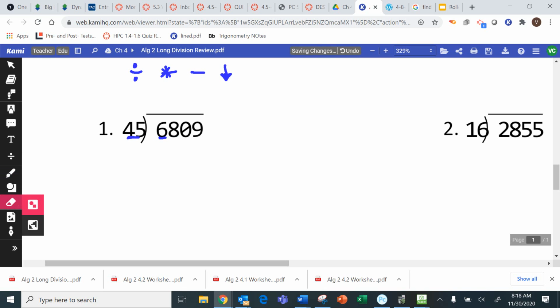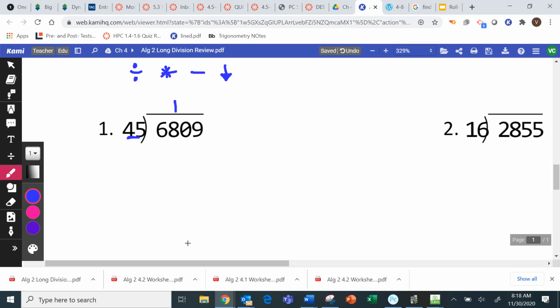Yes. So how many times? Yell it out. How many times do you think? One time? So we put that 1 above the 8, and then what do we do? That was divide. What do we do next after divide? Multiply. So I take 1 times 45, and I get 45. Then we draw the line, and we subtract. And then I bring it on down and bring it on back. So I bring down the 0, and I go back to the beginning.